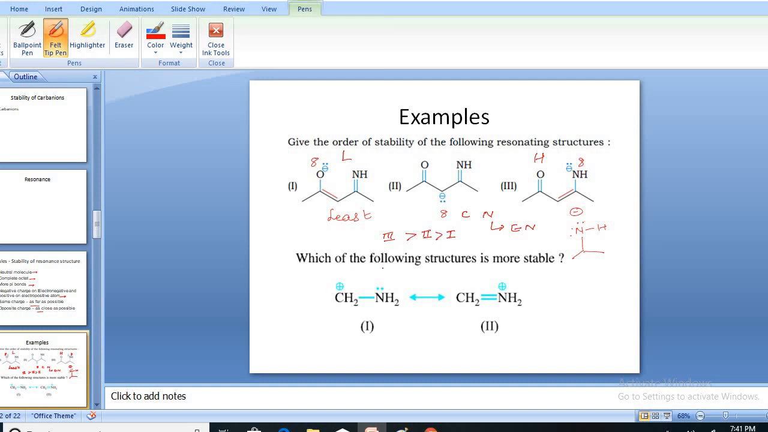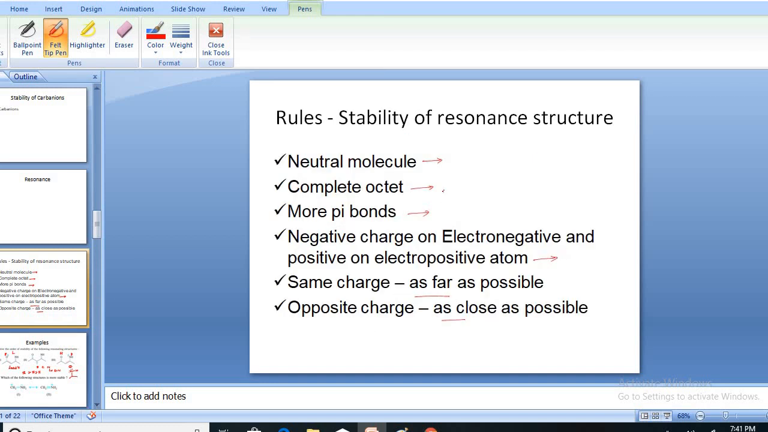Now let's talk about another question. Which of the following structures is more stable? If you could see here, positive charge, so definitely they are not neutral. Next, more number of pi bonds, that solves the entire logic, right? But before that, there is one more thing, complete octet.